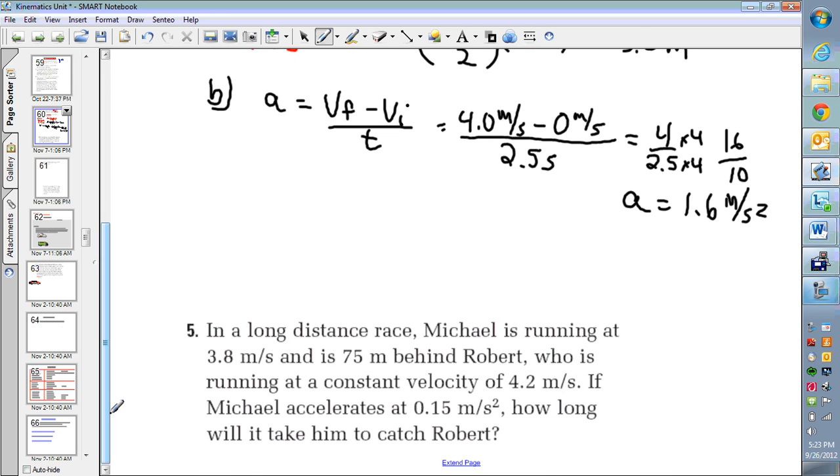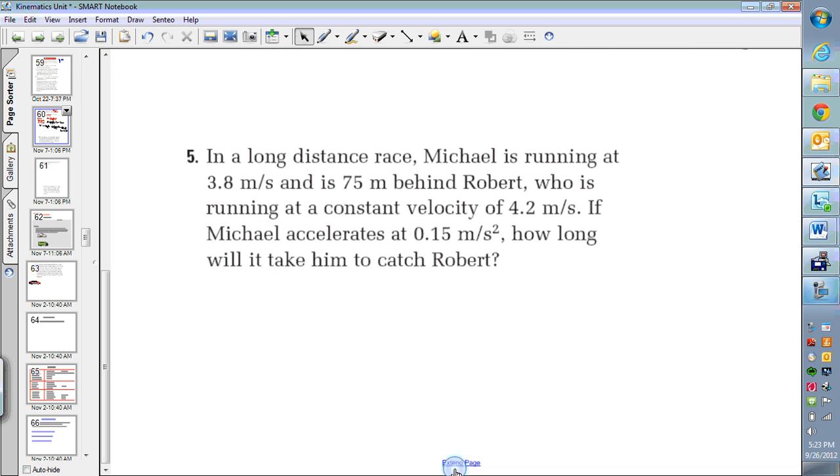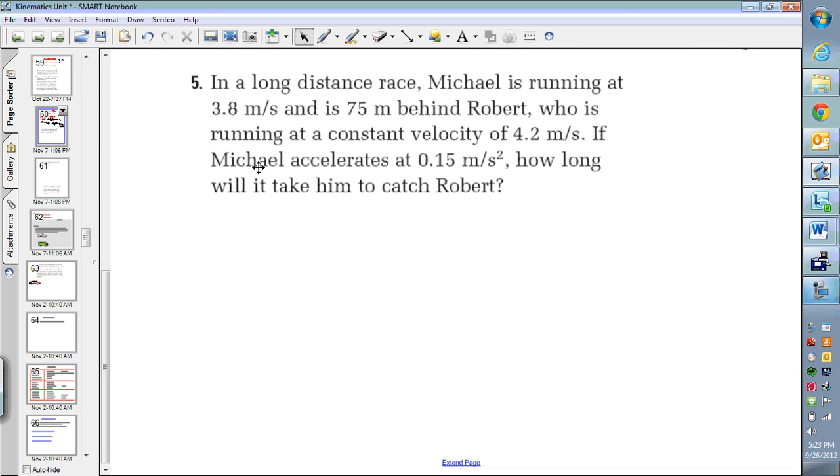So if I skip down to question 5, this is one where you're going to have to look at my second video, because in this question you've got Michael running and Robert running at a different speed. So Mike's running at 8.8 meters per second, but he's going to accelerate and try and catch up. And this question wants to know how far are you going to have to go to catch up to him, and how long is it going to take?